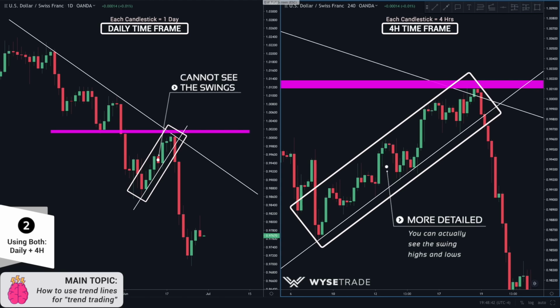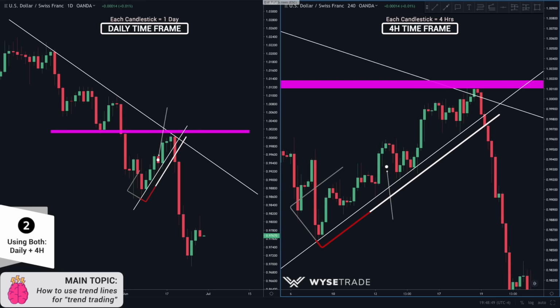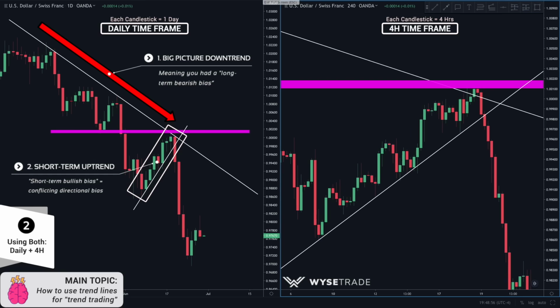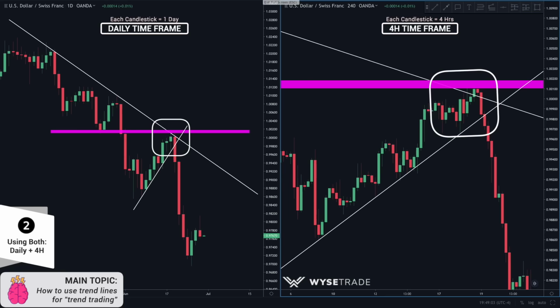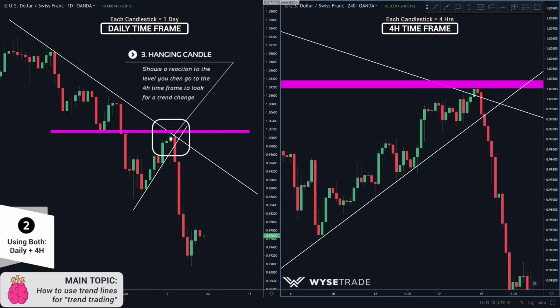Now that you understand multi-time frames, let's recap all of this. You had a big picture downtrend, meaning a long-term bearish bias, but a short-term uptrend, meaning a short-term bullish bias, which means you were conflicted in your direction. Once price gets to your access point, an area of high confluence, you need price action for a trade short. Since you had a reaction to the access point through the hanging candle, you put a tight trend line in.